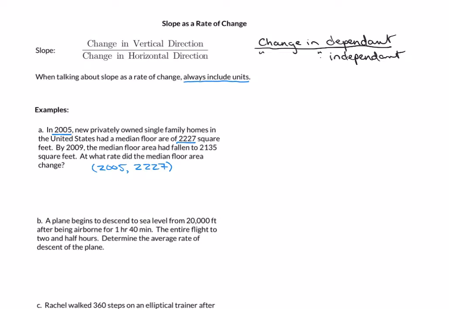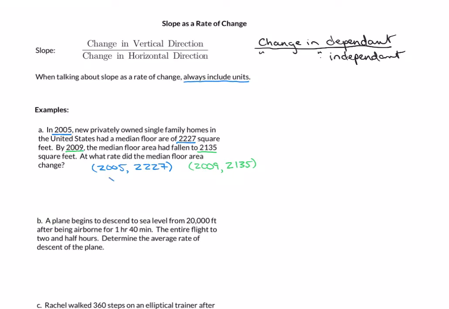My second point is going to be 2009 and 2135. Again, my year is going to go first. My square footage will be second. Okay, from there, we have 2 points, so I can go ahead and use my formula for slope.